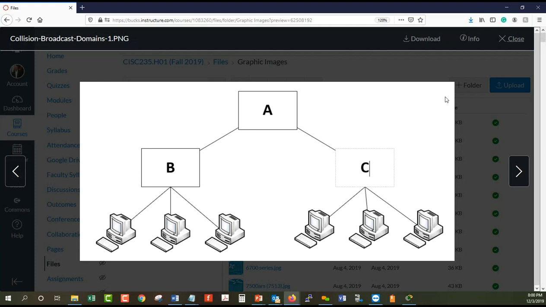If A, B, and C are all hubs, how many collision domains, how many broadcast domains? A, B, and C are all hubs. How many collision domains, how many broadcast domains? Okay, very good. One collision domain. And Patrick, 1 and 1. You are correct. You are both correct.